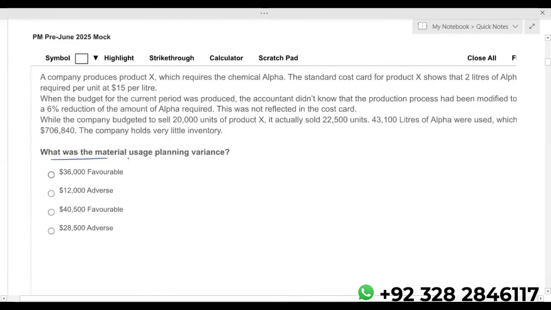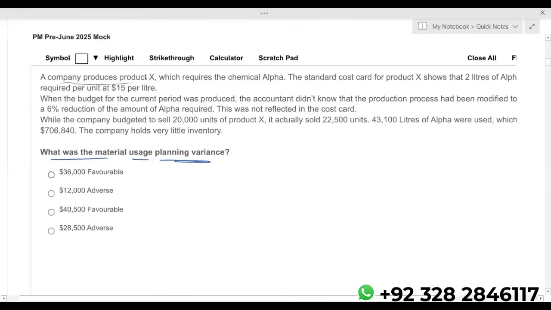What is the material usage planning variance? We know that when you're changing your original standards, then there will be a planning variance. And we also know that whether it comes favorable or adverse, there's no need to investigate the planning variance, meaning planning variance arises due to uncontrollable events.